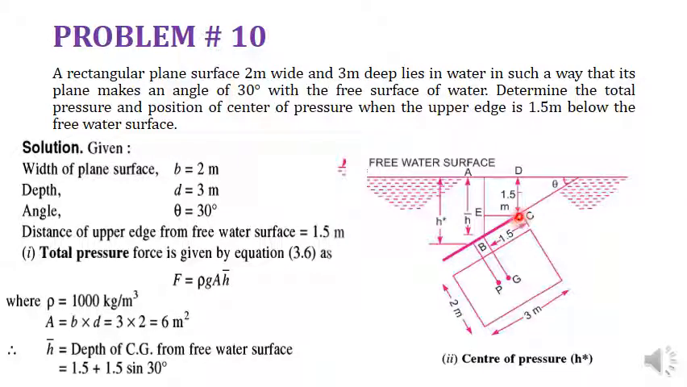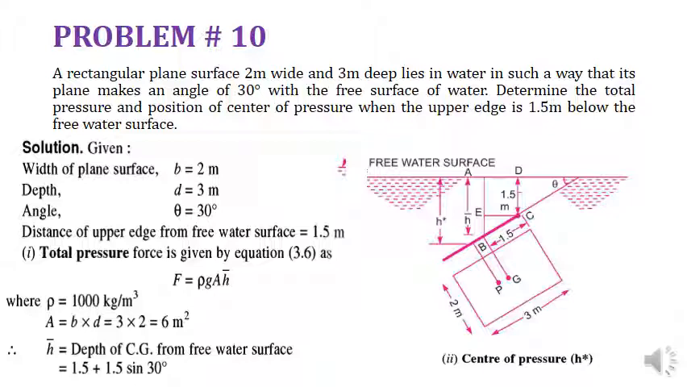Below that 1.5 meters, what is the distance till the center of gravity? That will be an inclined distance, not a vertical distance. This inclined distance can be determined by solving this triangle that makes an angle of theta. The hypotenuse is the inclined distance, and the perpendicular will be the sine component of it. So it will be 1.5 sine of 30.